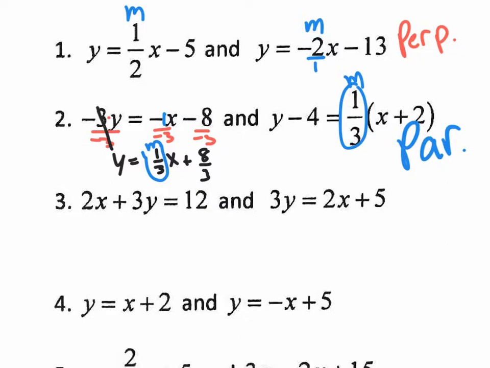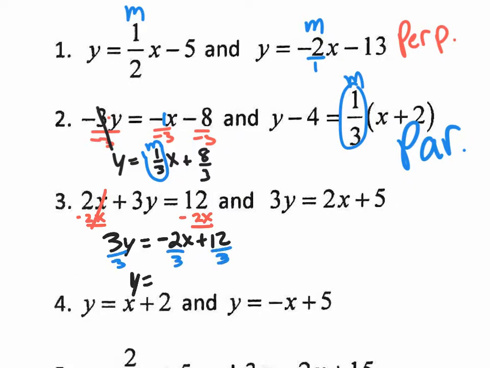So let's get y by itself by subtracting 2x and subtracting 2x, and then rewriting the whole thing. 3y equals -2x plus 12. My final step would be to divide by 3, divide by 3, divide by 3, and I will have y equaling -2/3 x plus 4. So I now know that this equation has the m value of -2/3.